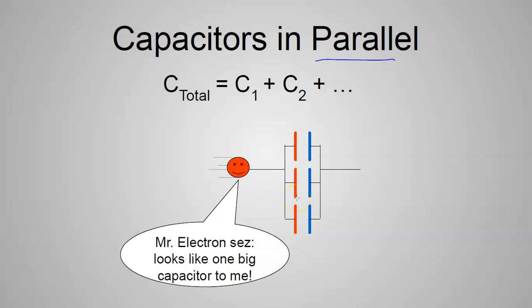That increases the cross-sectional area of the plate. That means I can put more charge on there. And my total capacitance of adding C1 and C2 and C3 is really easy. I just add them up. If this is, I don't know, 12 microfarads, and this is 20 microfarads, and down here I've got 30 microfarads, then it wouldn't be real hard to come up with 62 total.